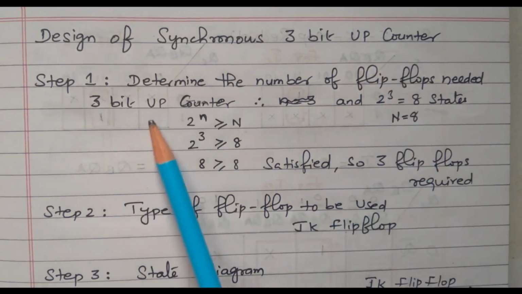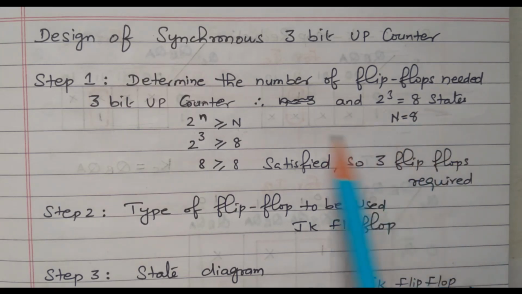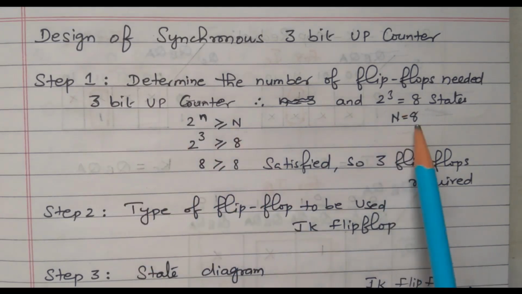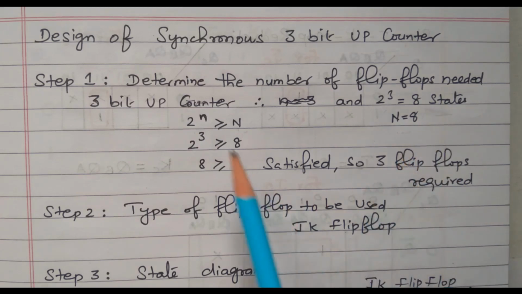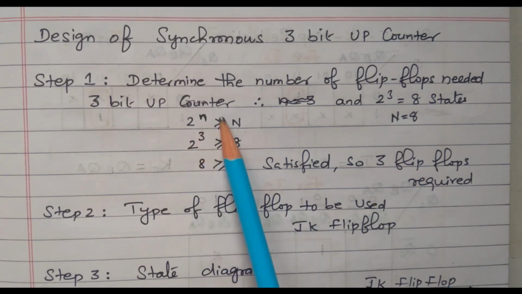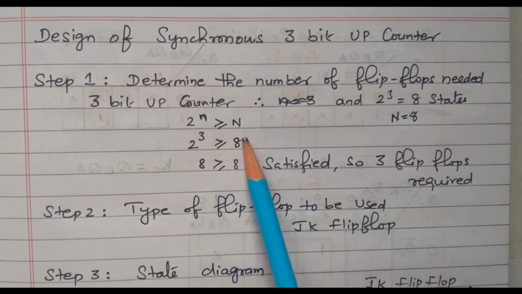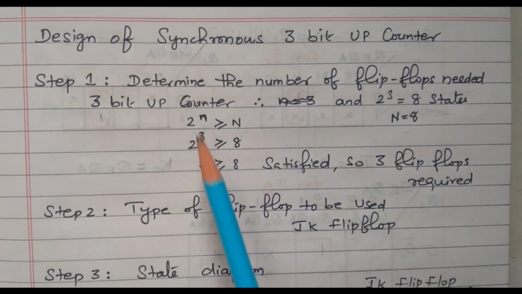So the 3-bit is available, so 2 to the power 3 equals 8, there will be 8 states. Capital N equals 8 states. Because of 3 bits there are 8 combinations, that is 0 0 0, 0 0 1, like that we have 8 states available. In order to identify the number of flip-flops, the condition given is 2 to the power n greater than or equal to capital N. Capital N is the number of states, small n is the number of flip-flops required.